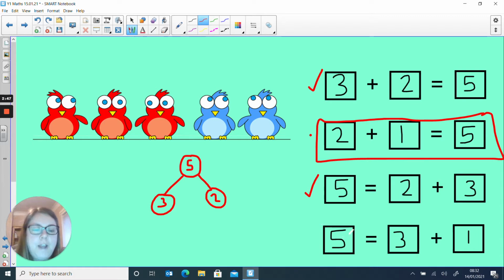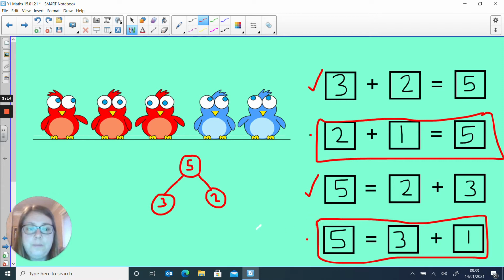Next one. 5 equals 3, add 1. 5, yep, I've got that part right because I've got 5 as a whole. Then I've got 3 as a part, that's right as well. And then I've put 1. Should I have written 1? No, because it's not 1 blue owl, is it? It's 2. So that one I need to put a dot, and I'm going to put a big square around it so that you can see that that one's wrong. Can you see where Miss Creaser went wrong? So what I did was I muddled up my parts, didn't I?